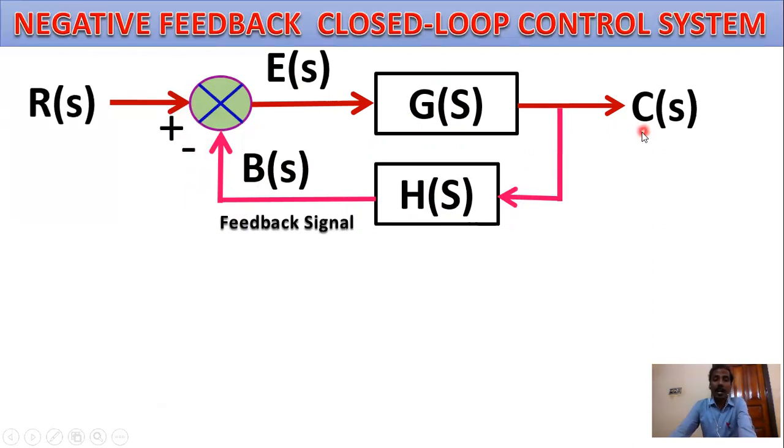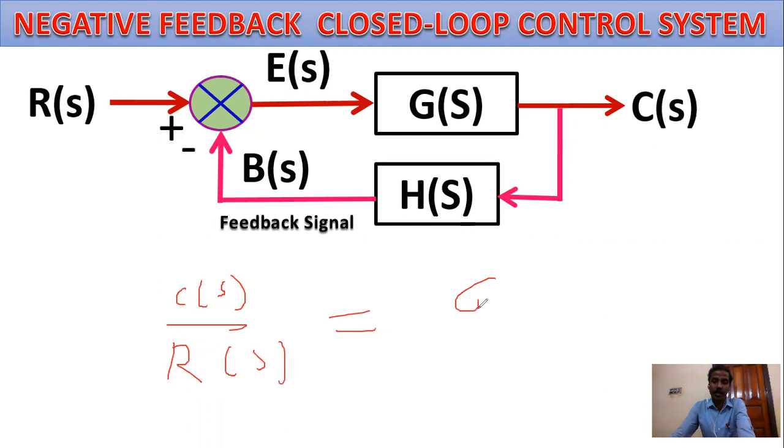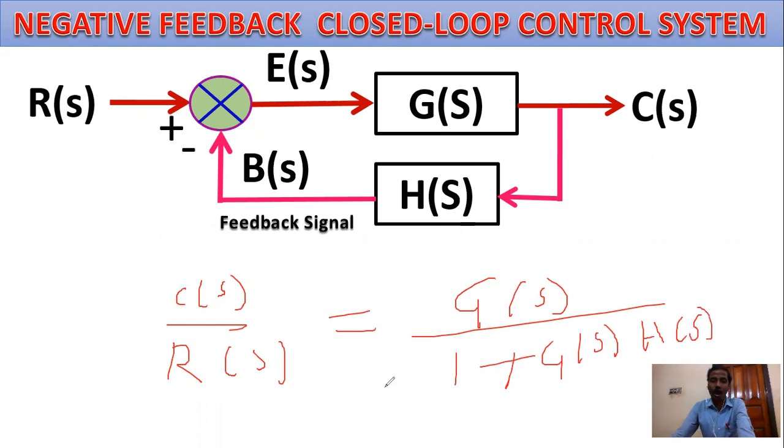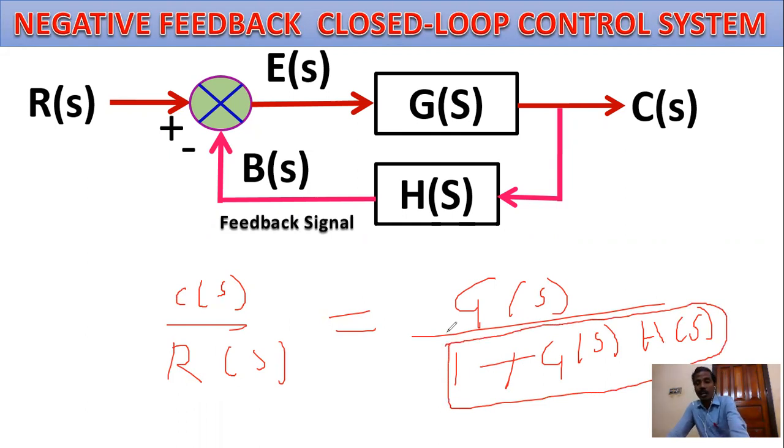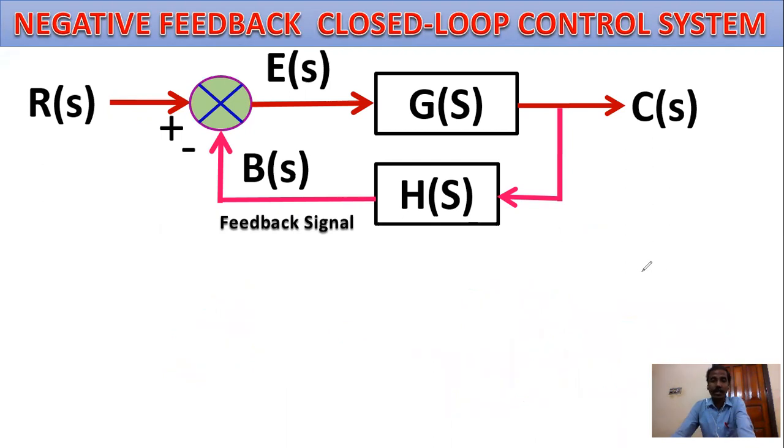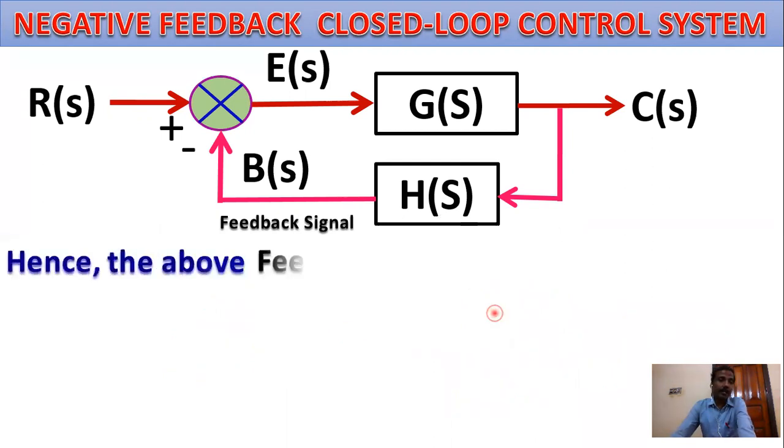This is negative feedback closed loop control system. So what is the transfer function? In this case, C of S by R of S equals G of S divided by one plus G of S into H of S, which is called the transfer function, where one plus G of S into H of S equals zero is called the characteristics equation. And from this characteristics equation, we can easily determine the stability of the systems, because if all the poles and zeros are on the left-hand side of the S-plane, then the system will be stable, otherwise unstable.